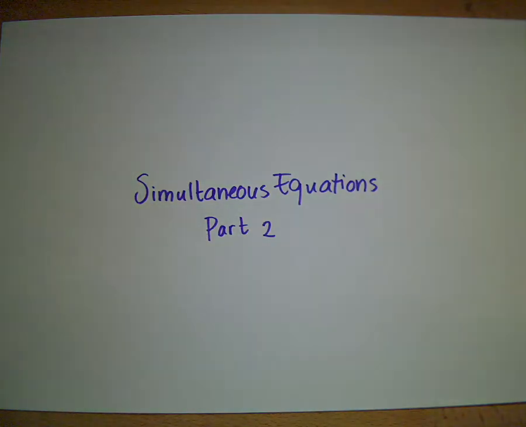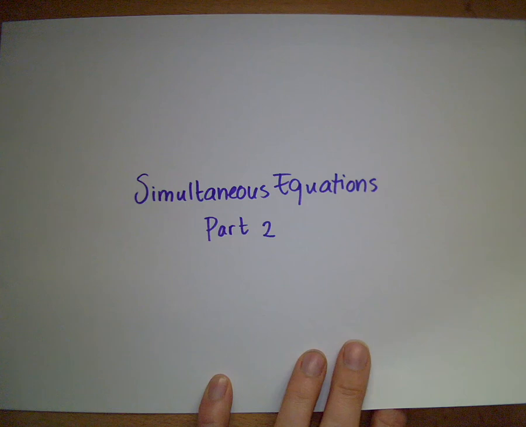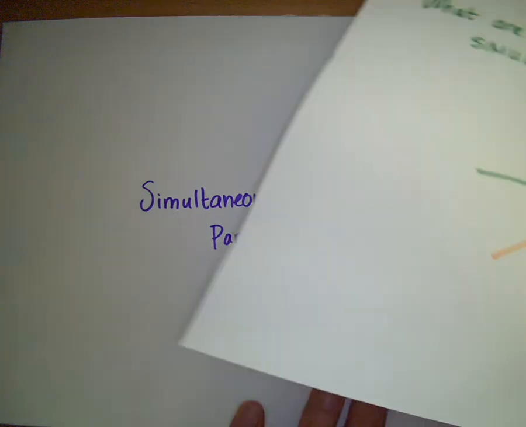We are going to look at simultaneous equations. Again, that's why it says part 2, and that's because quite a while ago you already learned to solve simultaneous equations using a method called elimination. I will take a minute to remind you of what that was, and then I'll show you another method called substitution.